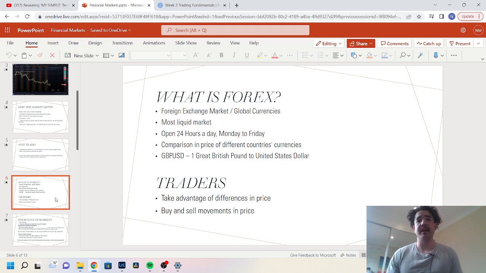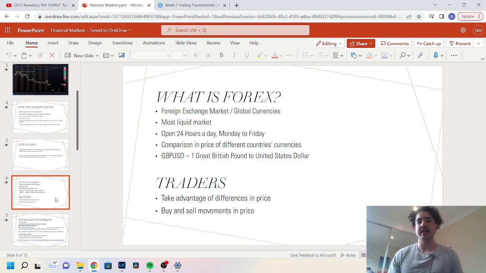So Forex pretty much means the foreign exchange market. It's global currencies, so it's just a comparison of different global currencies. So, for example, GBP USD, so that's Great British Pound equals whatever the price is at the time to one United States dollar. Yeah, so like I said, it's open 24 hours a day, Monday to Friday. It's the most liquid market. It does move quite quickly, which is good as well to get good price movements in the directions that you are trying to get.